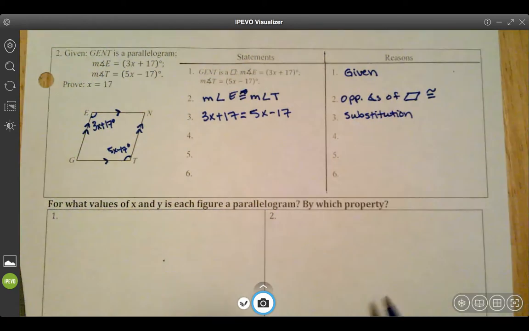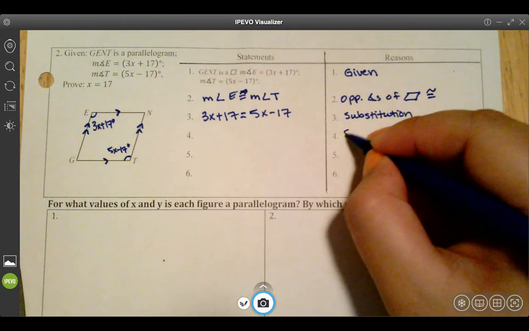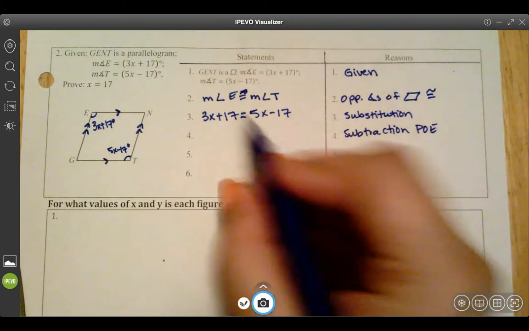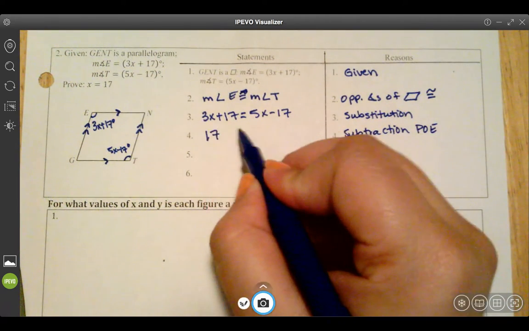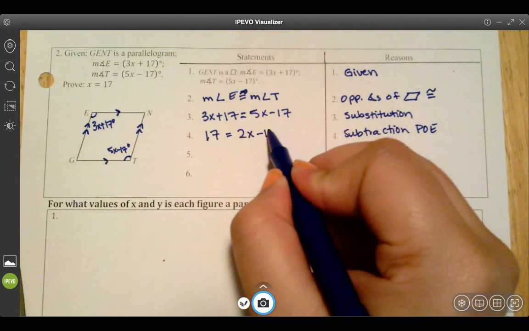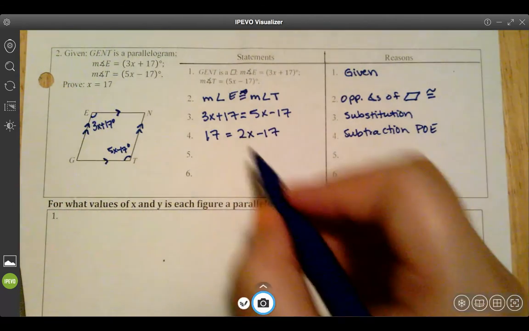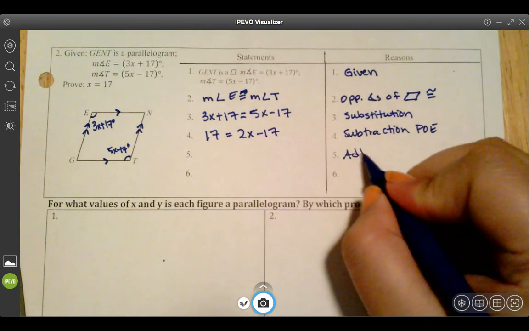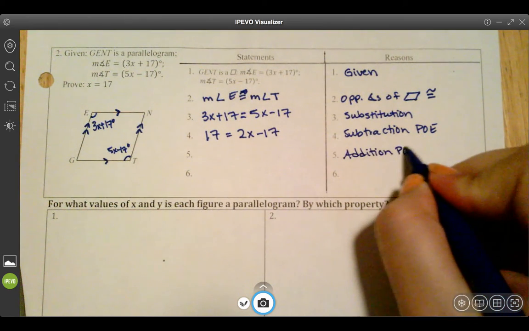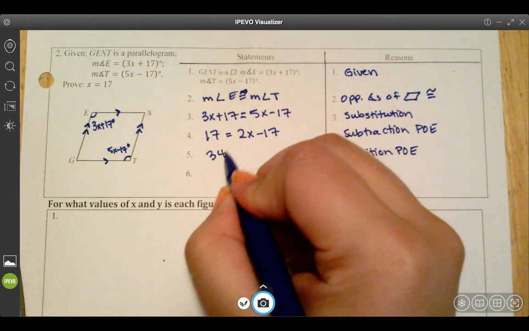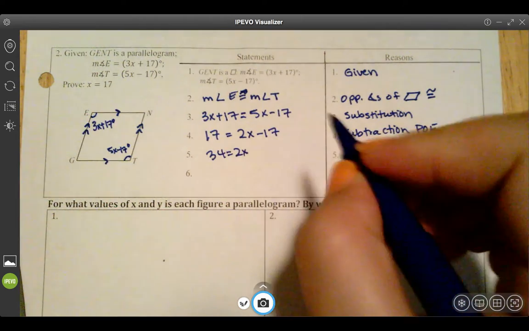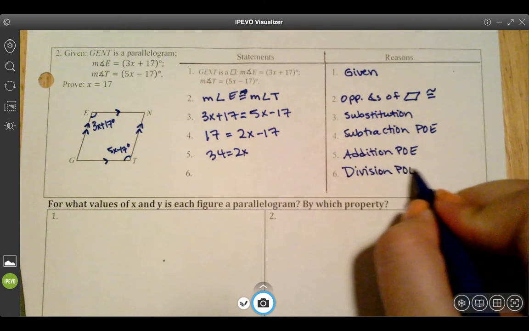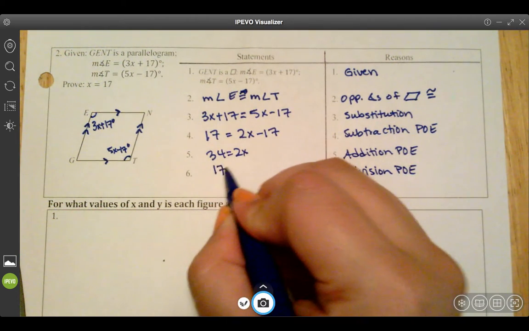Okay, step 4, we can use the subtraction property of equality. Subtract 3x from both sides. 17 equals 2x minus 17. Now we want to bring the other 17 over, but that's not subtraction, that is addition property of equality. And so we have that 34 equals 2x. Divide both sides by 2, so that's division property of equality. And so we have that 17 equals x.